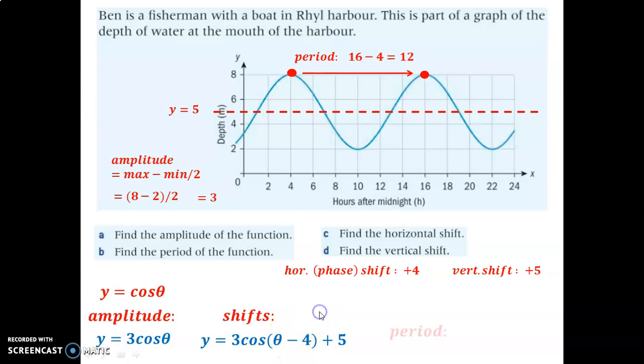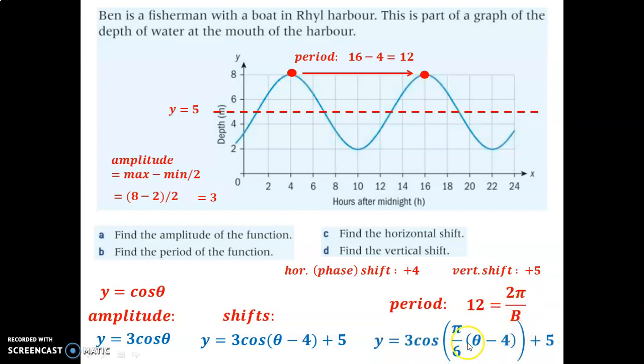Okay, next, let's take care of the period. And this is always the one that's trickiest. But remember, period equals 2 pi over b. So in this case, we know the period is 12. We figured that out. So period equals 2 pi over b. Now solve this for b. So I'm going to move the b here and move the 12 under there. So I end up with b equals 2 pi over 12, which reduces to pi over 6. So that is where our b value goes, which helps us determine the period.